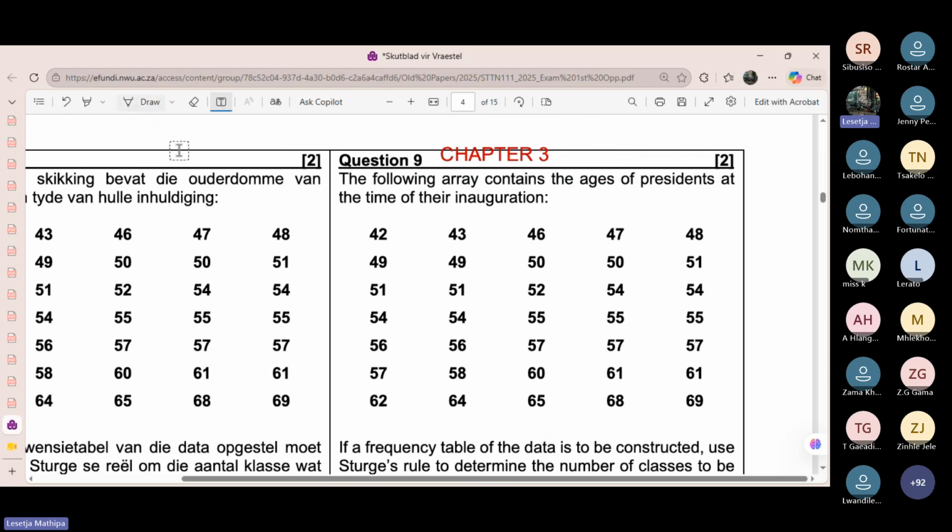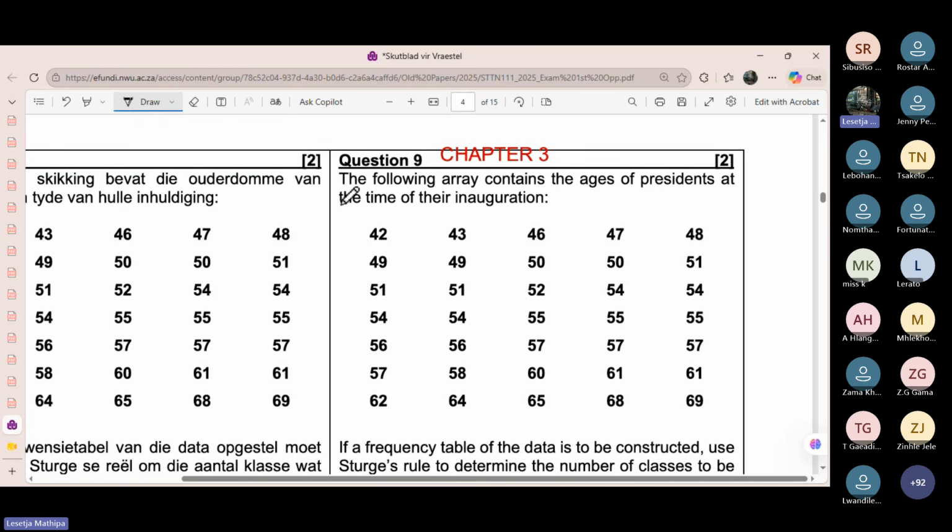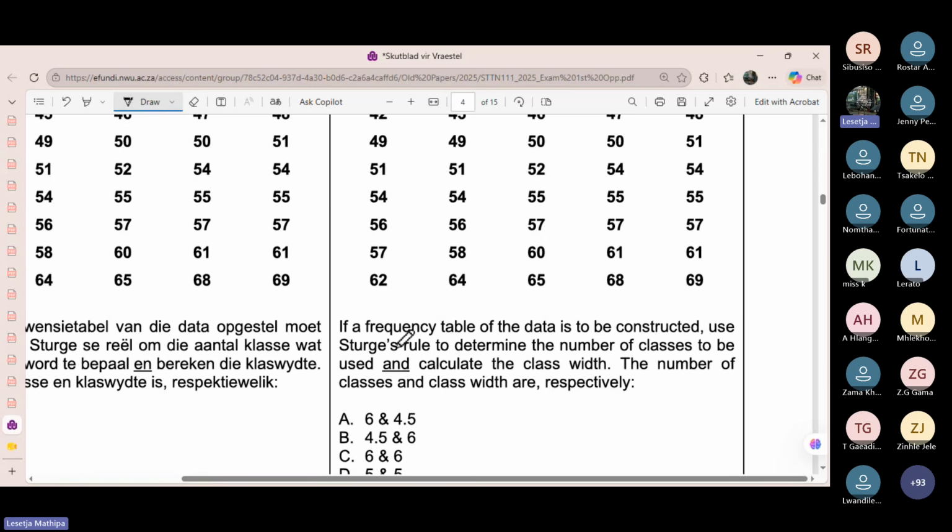So it says, the following array contains the ages of presidents at the time of their inauguration. Now let's see. This is our data. So look at this. This data, it's ungrouped data. So they say that if a frequency table of the data is to be constructed, we must use this rule to determine the number of classes.